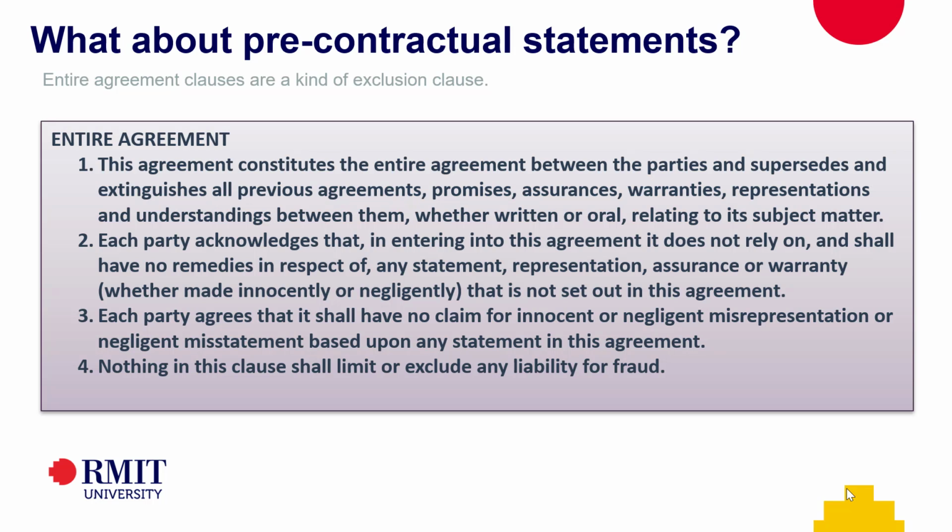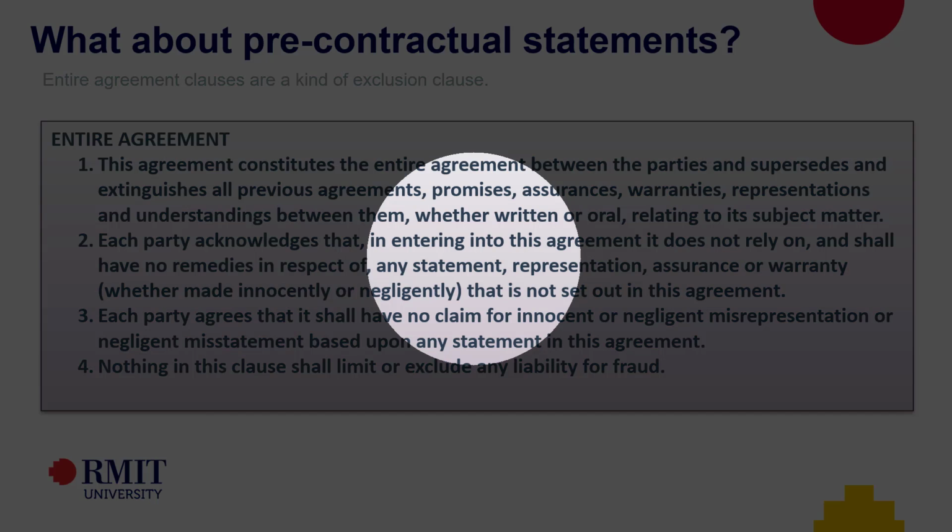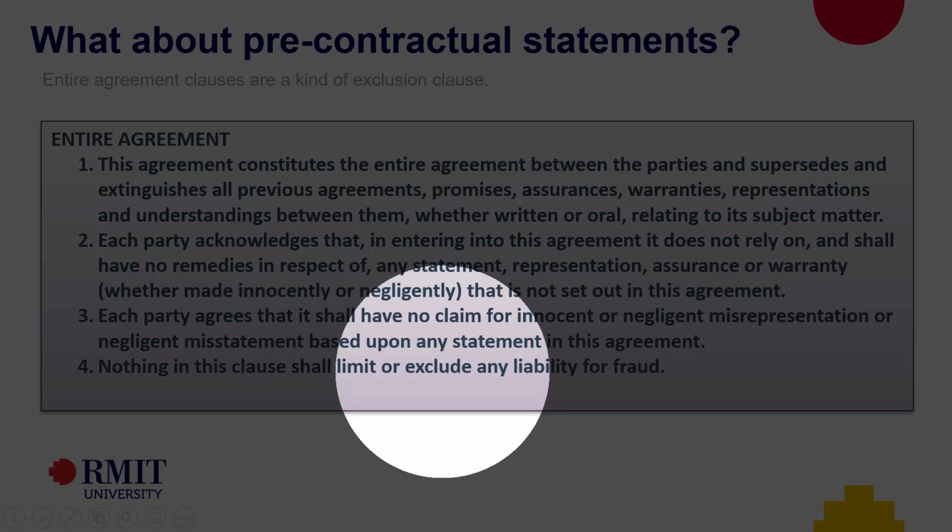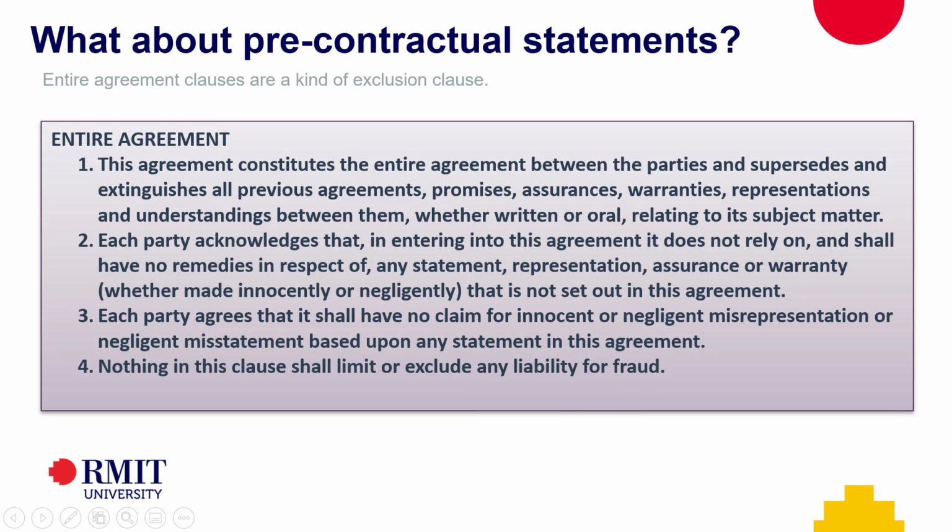Each party agrees it'll have no claim for innocent or negligent misrepresentation or negligent misstatement based on any statement in this agreement. And then lastly, nothing in this clause shall limit or exclude any liability for fraud. The last part is very common because the court is anxious to see that you are just limiting your liability, that you are not creating an illusory promise or using the terms of an agreement as a way of effectively getting out of ramping something up.